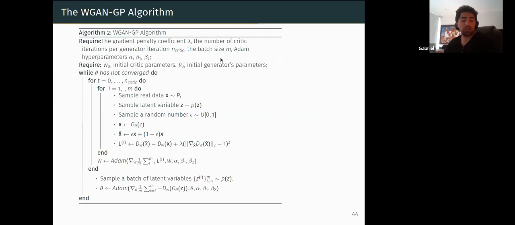Our new algorithm is very similar to the original one, but I hope you'll notice that the most significant part is the change in the objective function that we showed before. Whereas before we had a difference in logarithms, we now have the expected values and the gradient penalization. So that's going to work for us, and I'm going to show you at least some experiments as to how it improves convergence and stability.